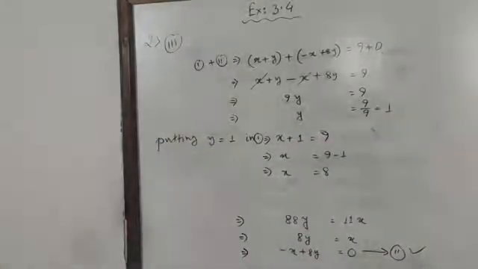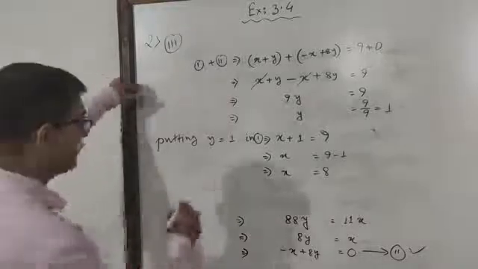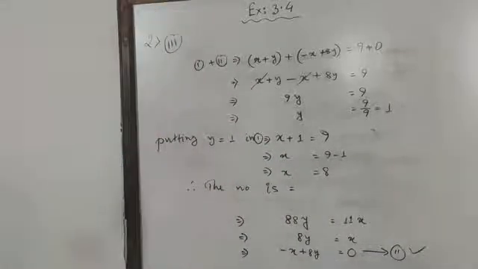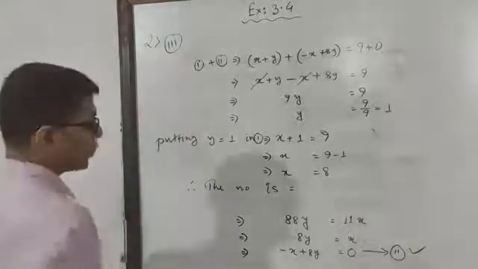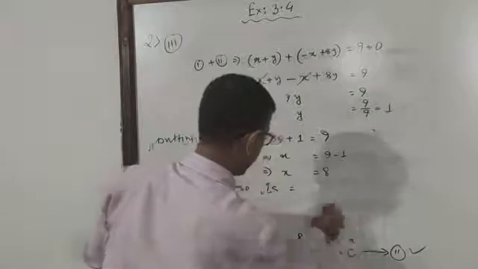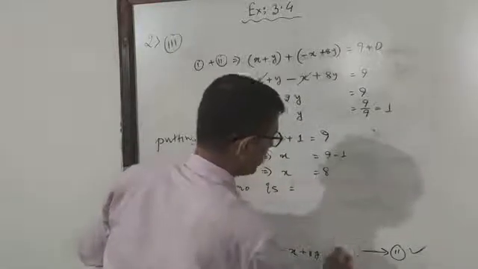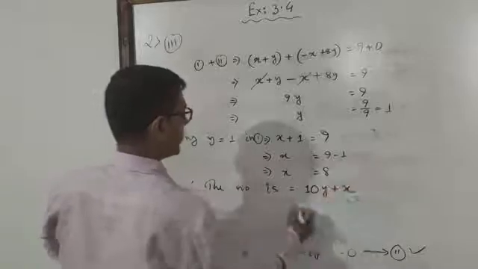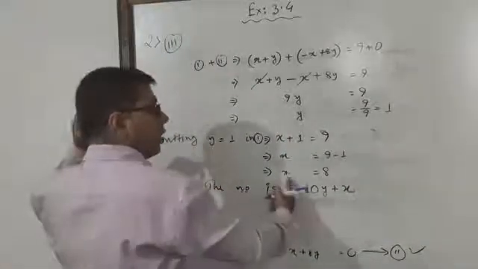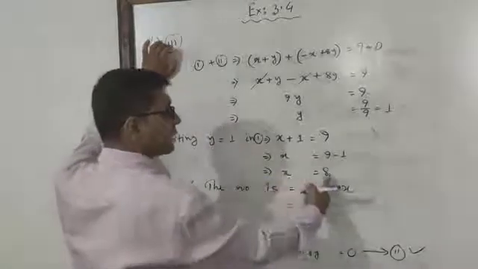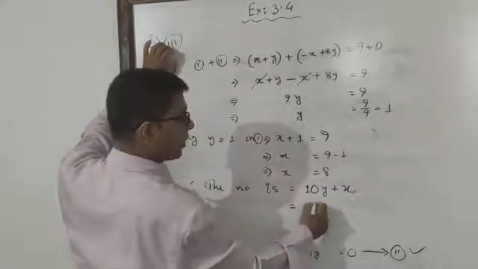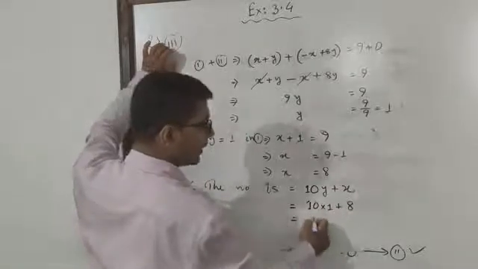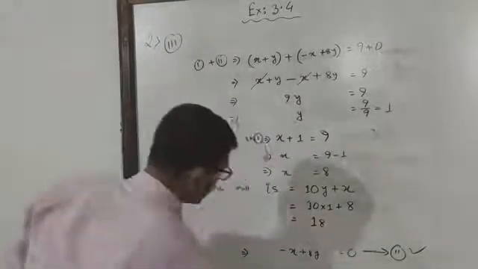Therefore the number is, we have to find the number. What was the number? Check the third line, what you wrote at the beginning of the solution to this question. It is 10y plus x. So x is 8, y is 1. Let us substitute their values in their respective places. So 10 into 1 is 10, 10 plus 8 is 18. 18 is the number.